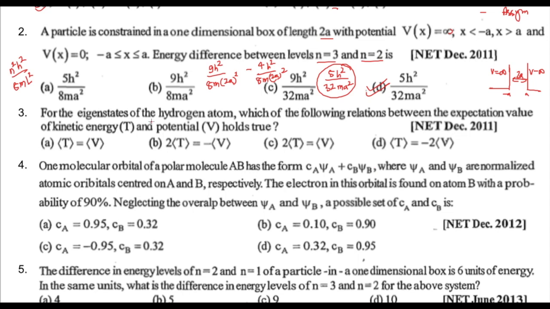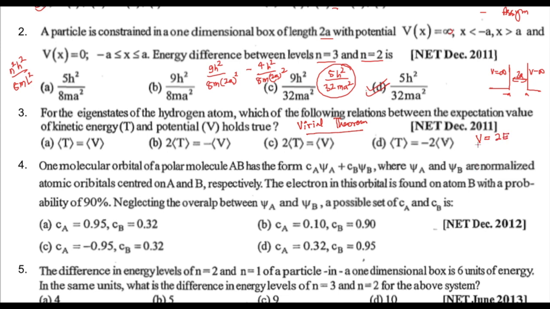It says that for an eigenstate of the hydrogen atom, which of the following relations between the expectation value of the kinetic energy T and the potential V holds true? That's what you have to answer. To answer this particular question, what you need to know is the Virial theorem. Now, according to this Virial theorem, there are three things which you should actually know. The first thing is that your V, that is your potential energy, is actually equal to twice your total energy.